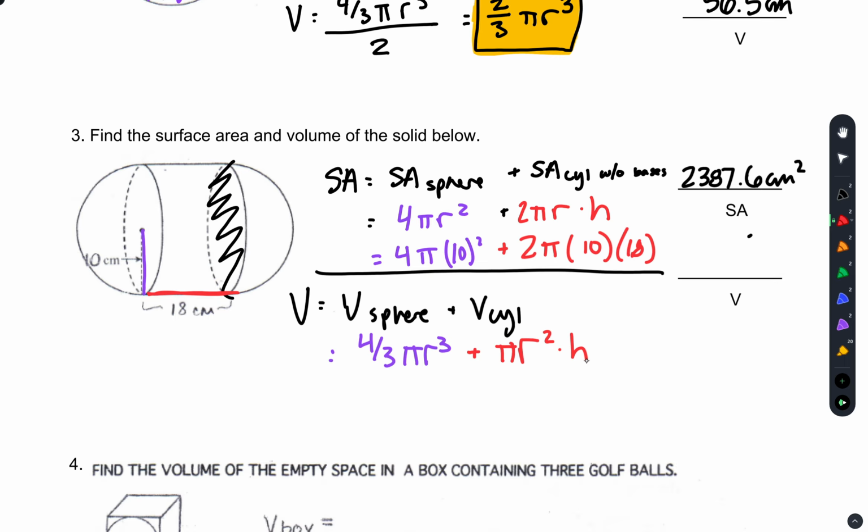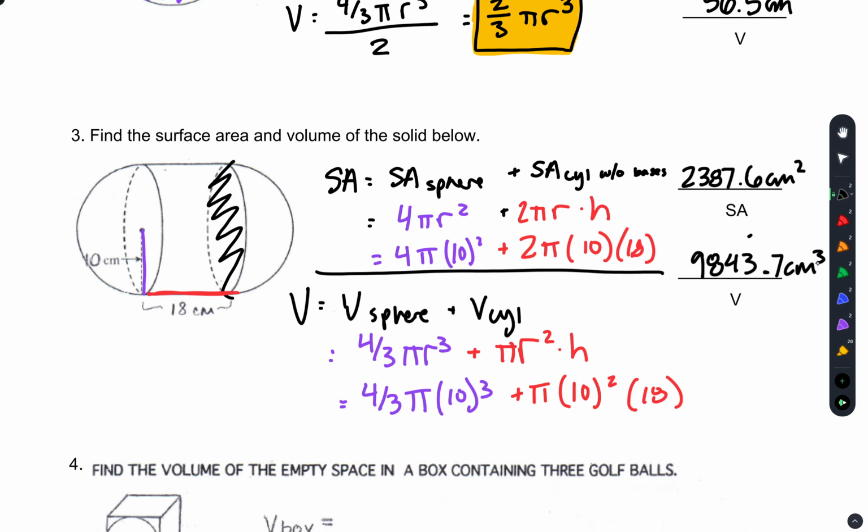So let's plug stuff in. 4/3 pi, the radius is 10 cubed, plus pi, radius is 10, squared times the height. Plug it in. 9,843.7 centimeters cubed.